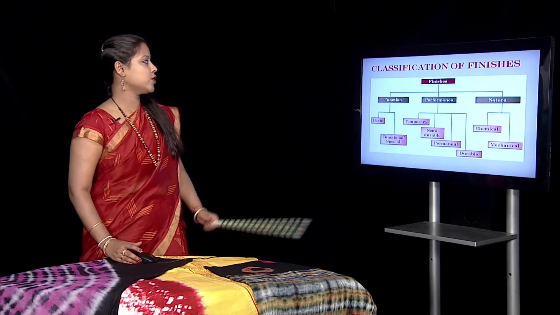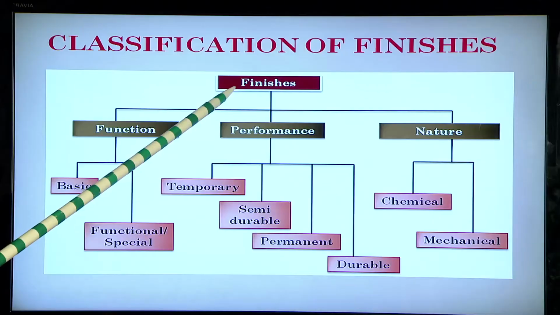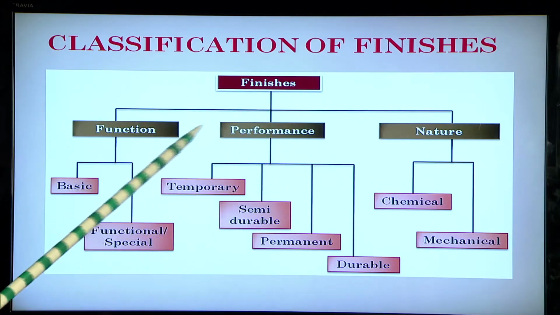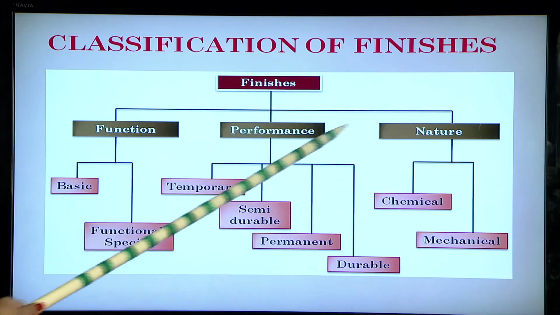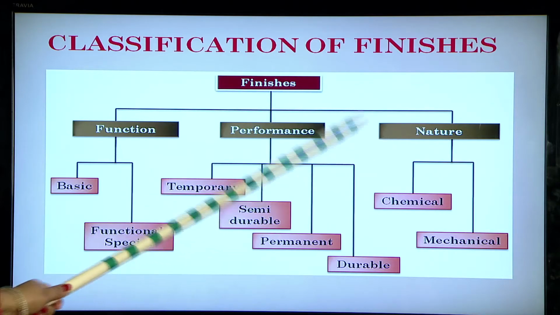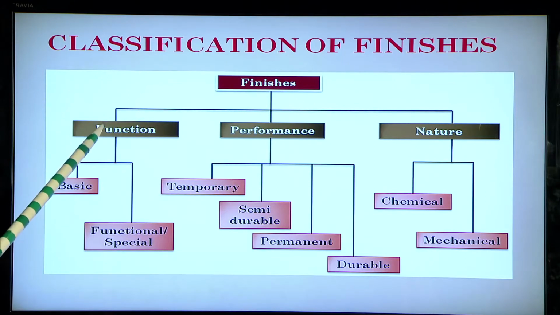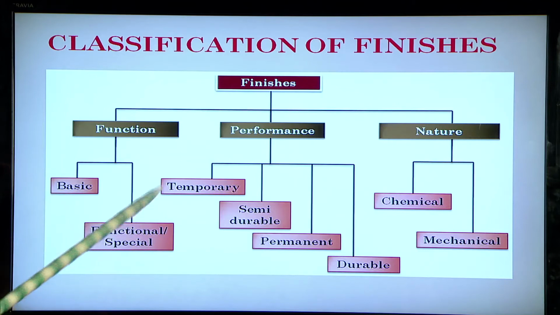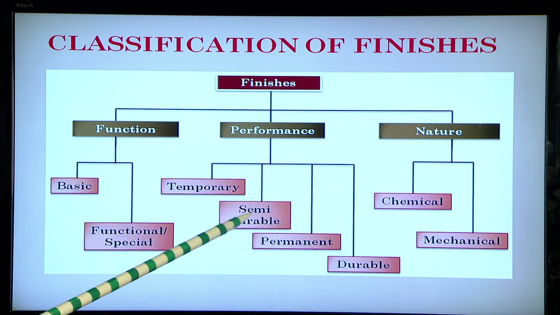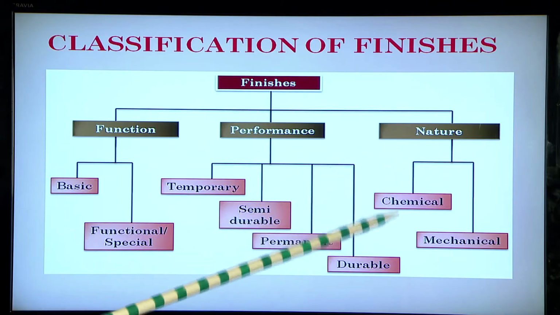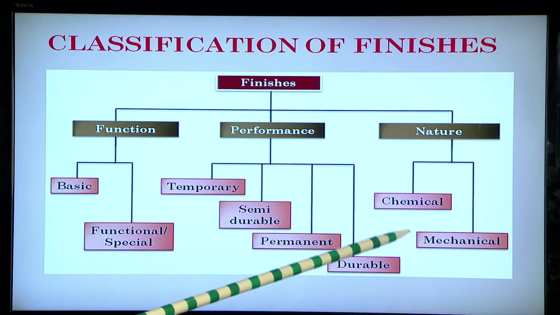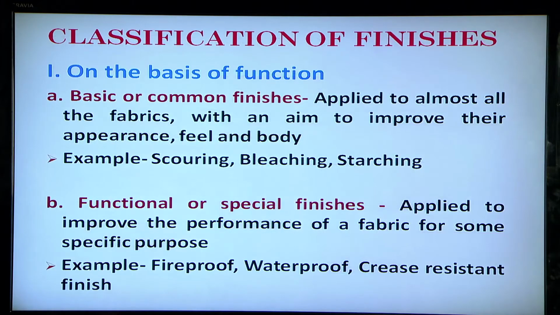If we look at the classification of finishes, the finishes can be classified into three types. First, on the basis of function, second, on the basis of performance, and third, on the basis of nature. On the basis of function, finishes can be of two types, basic and functional finishes. On the basis of performance, the finishes can be temporary, semi-durable, permanent and durable. On the basis of nature, the finishes can be chemical and mechanical finishes.